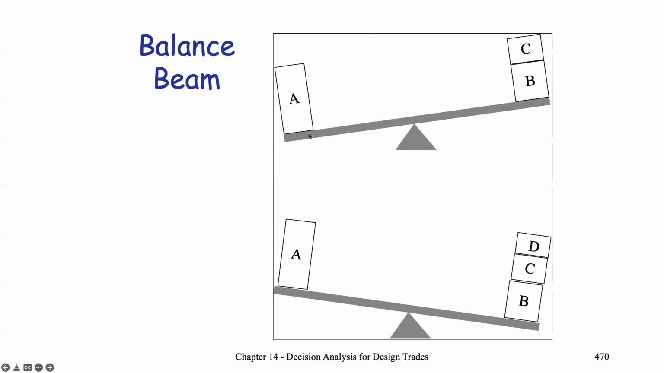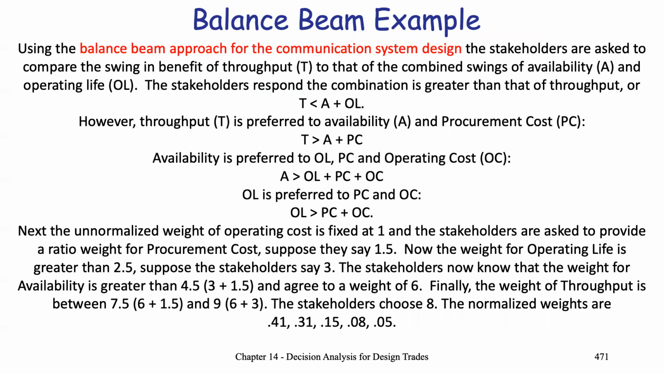We have these different criteria. A is more important than B and C, but if you add D, that gives more of an impact on the aggregation than A. So A is more important than 2, but not more important than 3 in a general sense, by looking at that. That's a pictorial view of the balance beam example.